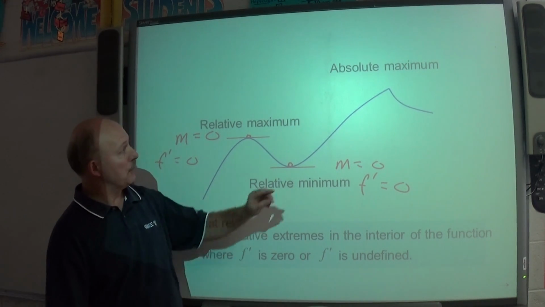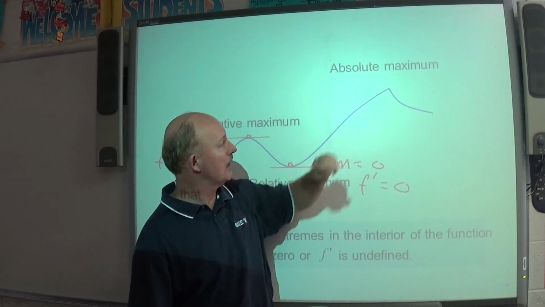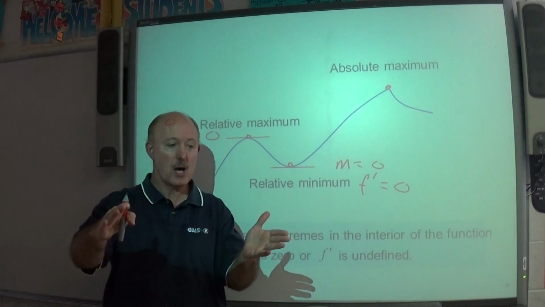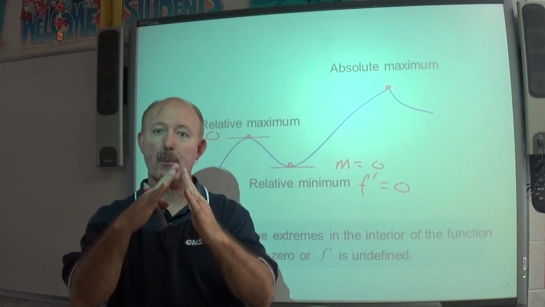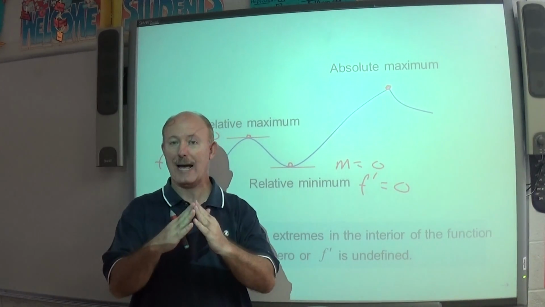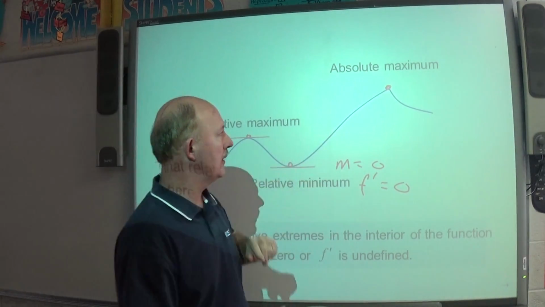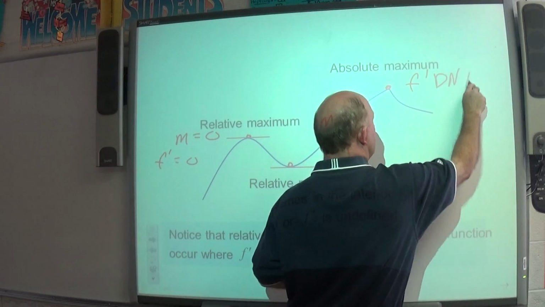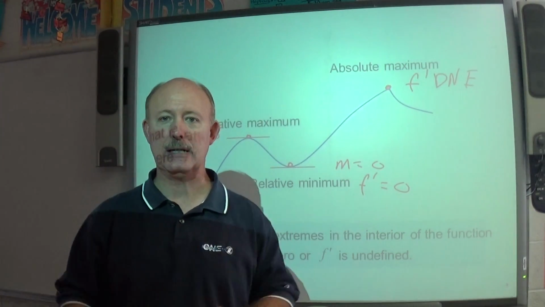Now, you also notice we've got an absolute maximum point at the main top of the curve up here, at this point. Now, there's no horizontal tangent line at this point here. It's a sharp corner. So remember we said the derivative doesn't exist at a corner, at a sharp corner, or at a cusp. It comes to a point like that, the derivative doesn't exist. So at this particular point here, the derivative does not exist. DNE for does not exist.